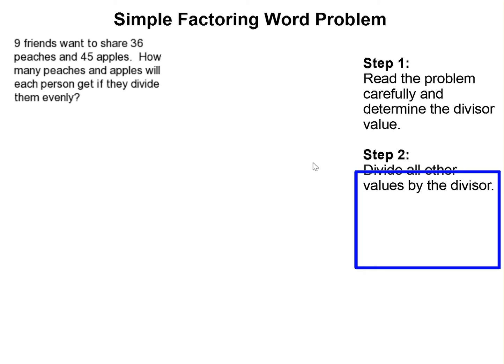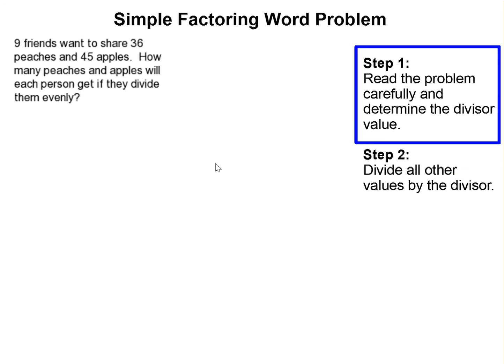Simple factoring word problem. Alright, so I'll first read it out to you. It says 9 friends want to share 36 peaches and 45 apples. How many peaches and apples will each person get if they divide them evenly? So we read it carefully, and then we need to find the divisor value.